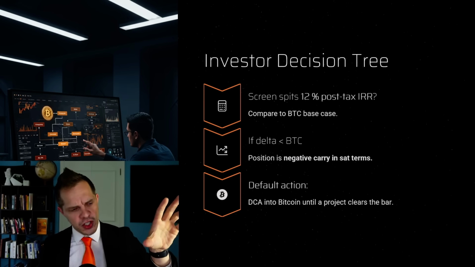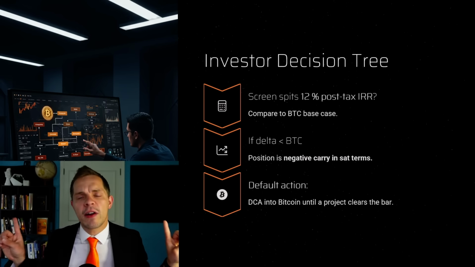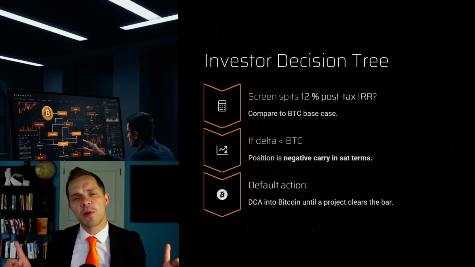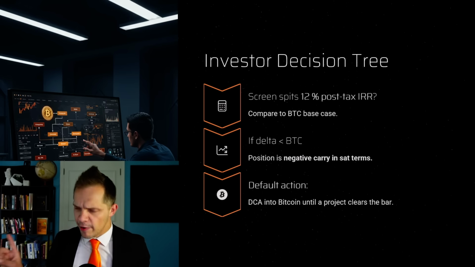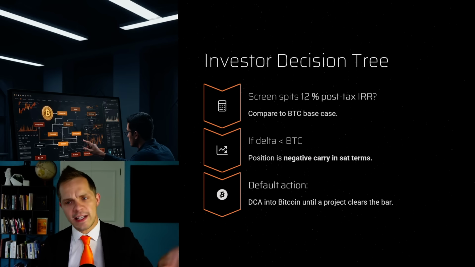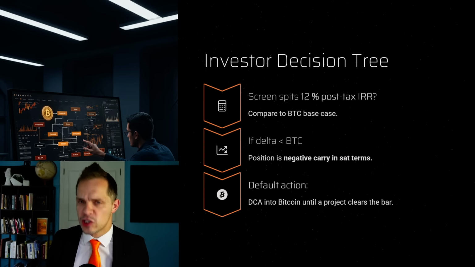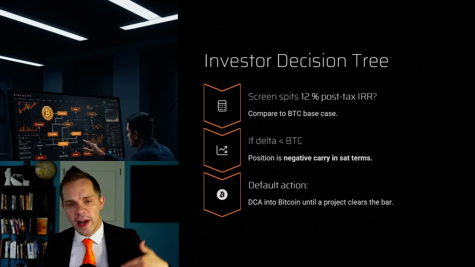Picture yourself screening for opportunities in a small cap space with a tidy 12% post-tax IRR. In the fiat universe, you'd be uncorking champagne. Shift the denominator to Bitcoin and that same 12% morphs into a slow leak of purchasing power, like filling a swimming pool with a garden hose while the drain is still open.